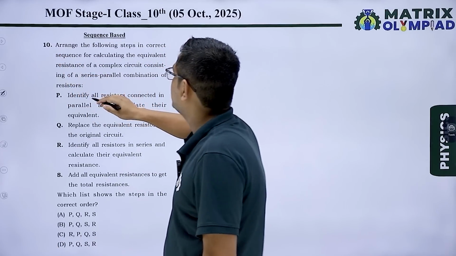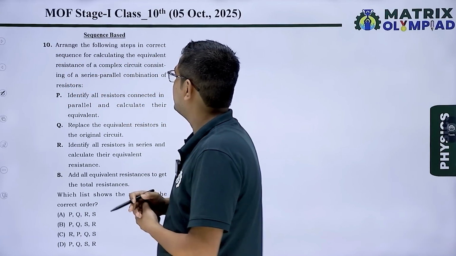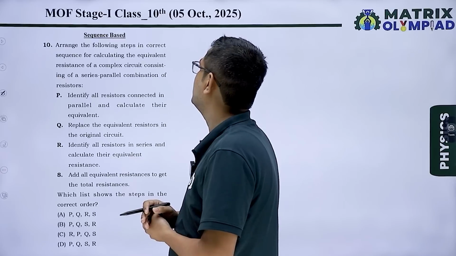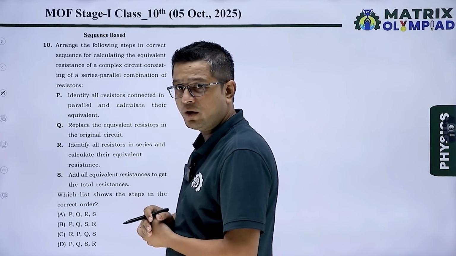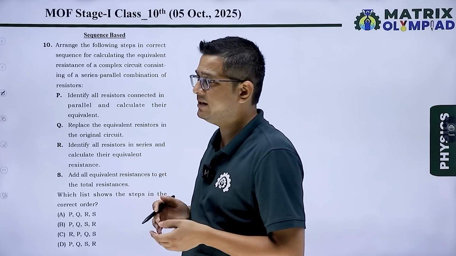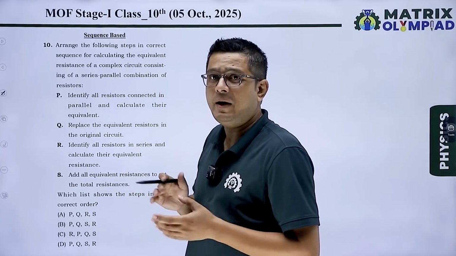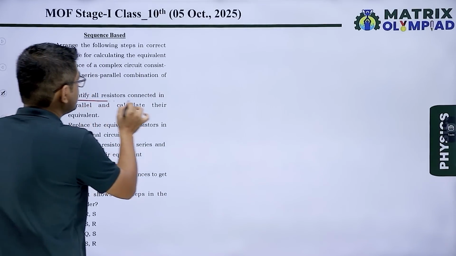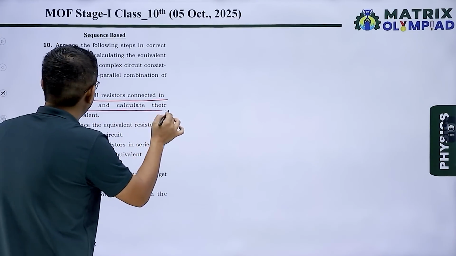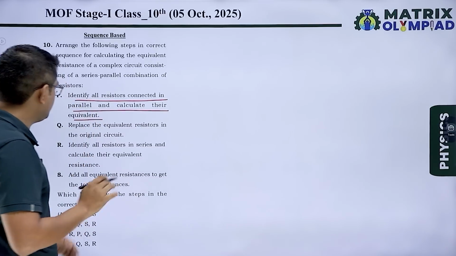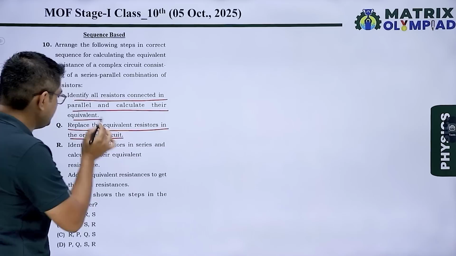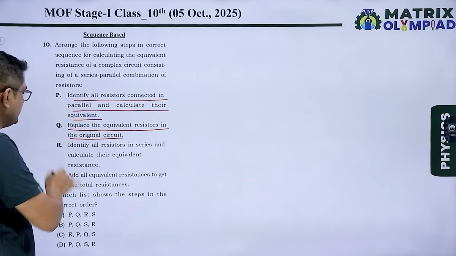Question number 10. Arrange the following steps in correct sequence for calculating the equivalent resistance of a complex circuit consisting of a series parallel combination of resistors. Okay, so as it is suggested to start from parallel one. So first of all, identify all resistors connected in parallel and calculate their equivalent. Okay, then what we'll do, replace the equivalent resistors in the original circuit. That is also true. This is the correct sequence.